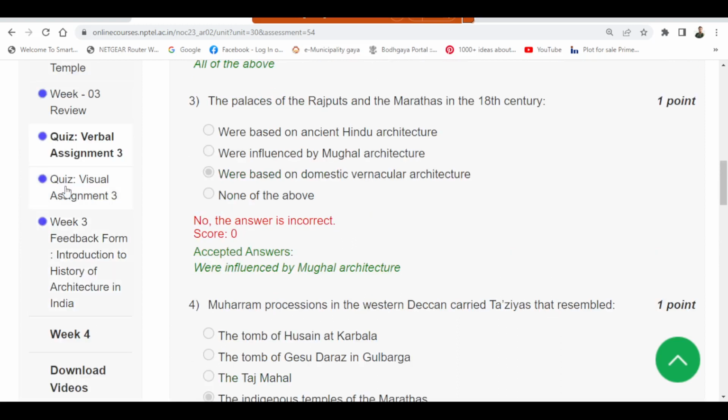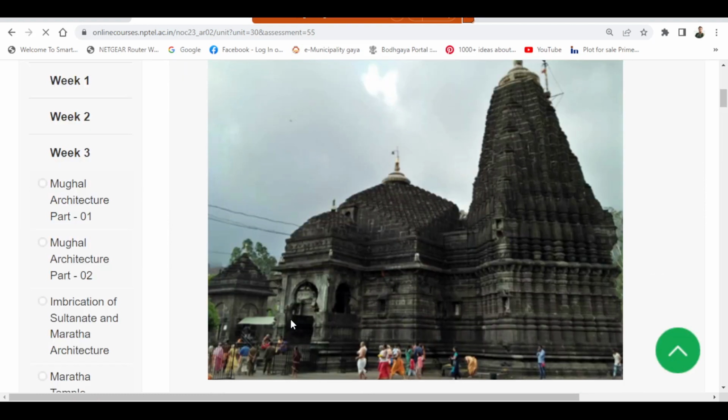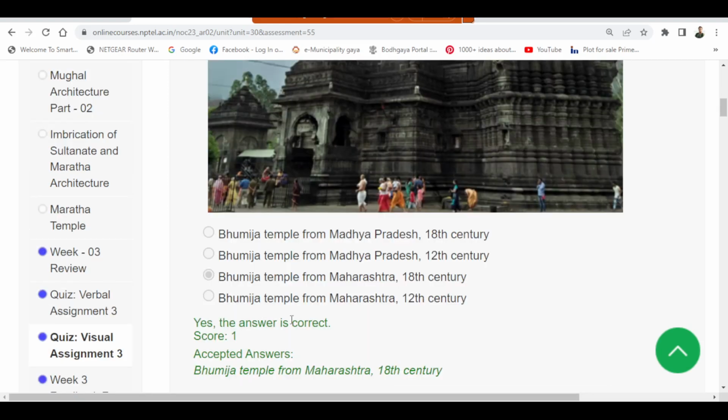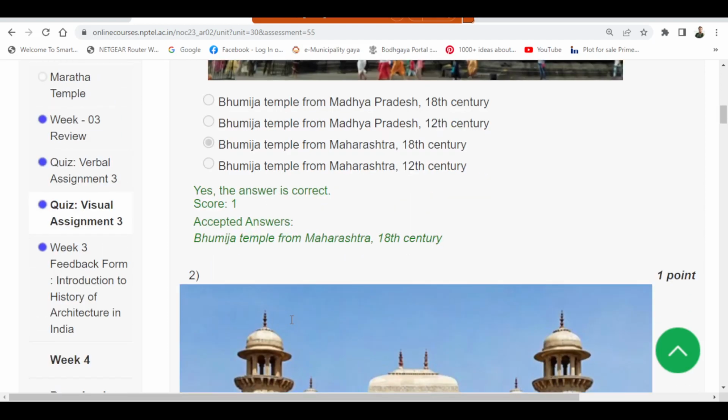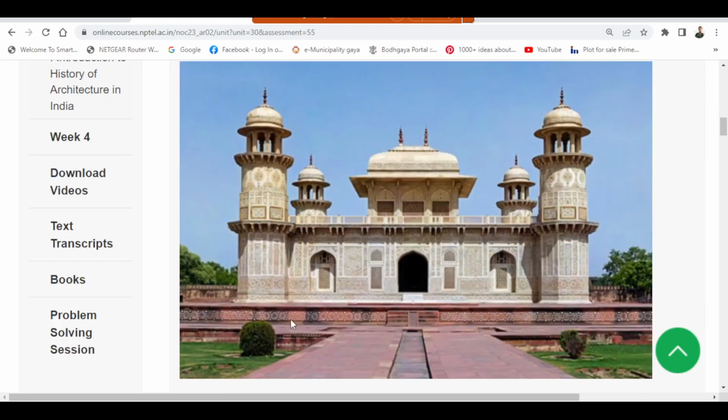Coming to the visual assignments. Identify this temple structure. The answer is Bhumija temple from Maharashtra, 18th century. We just have to identify, I guess, the superstructure. Okay. What about this one? Which structure is this?